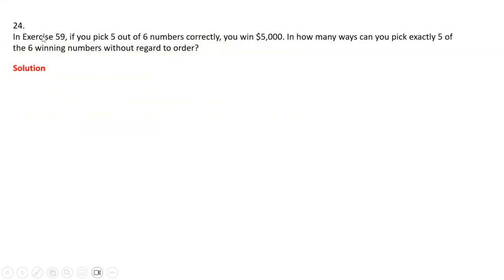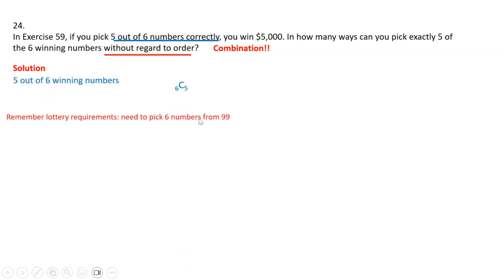Okay, now let's continue with the same. In exercise 59, if you pick 5 out of 6 numbers correctly, you win $5,000. How many ways can you pick exactly 5 out of 6 winning numbers without regard to order, which means combination? Okay, so to pick 5 out of 6, it's going to be 6 combination 5.